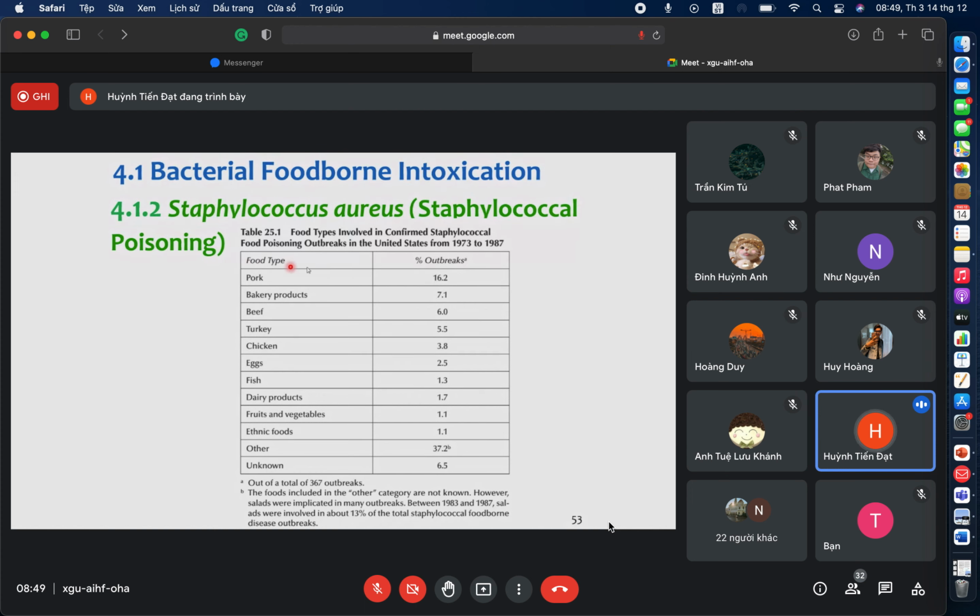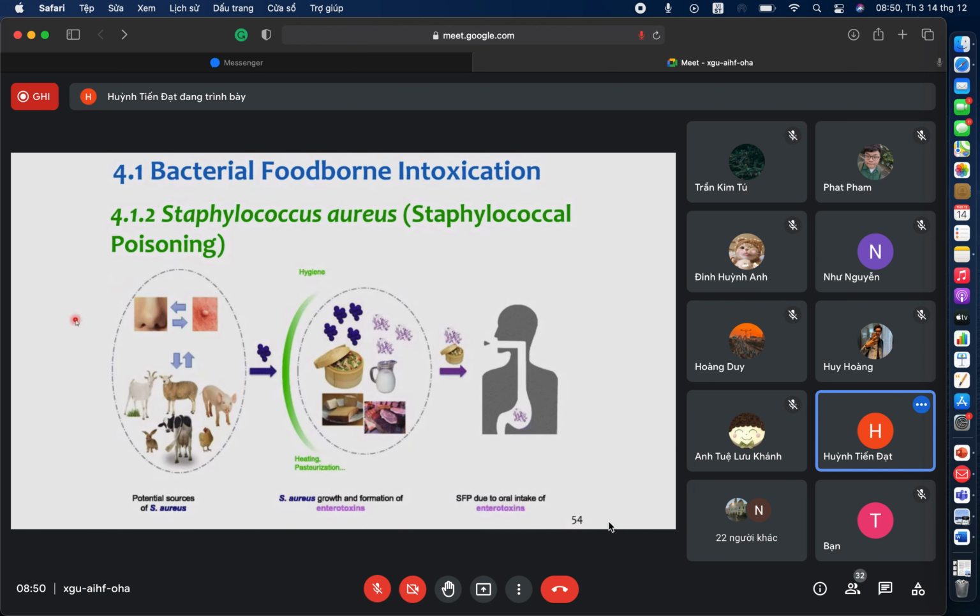Regarding the food types connected with outbreaks of food poisoning confirmed in the United States, most likely we found it in pork and bakery products. From specific products, you see that pork is quite high risk. The potential sources for Staphylococcus aureus are animals and also humans. They can grow and form enterotoxin.